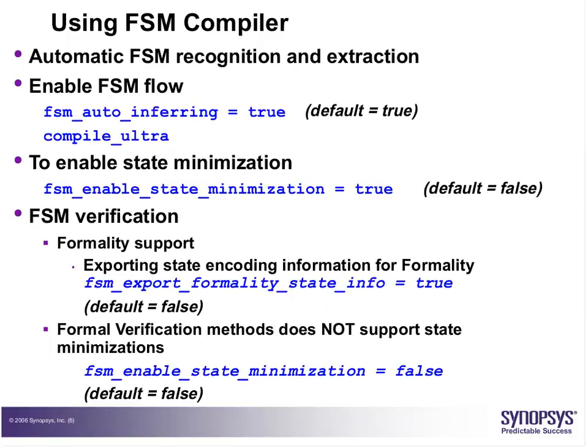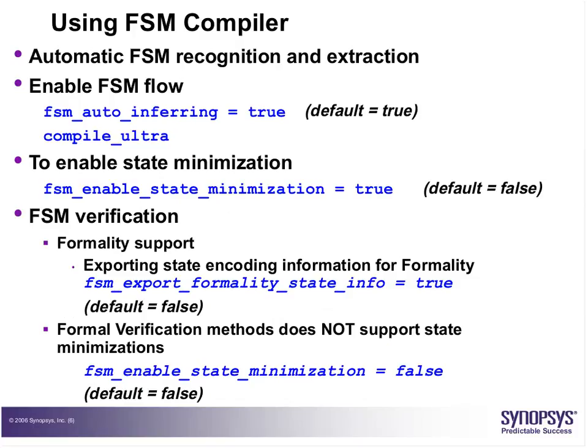Let's look at the FSM compiler now. The design compiler by default has features for automatic FSM dependency and extraction. Extraction means that from the elaborated design, DC knows what all flops are part of the finite state machine.